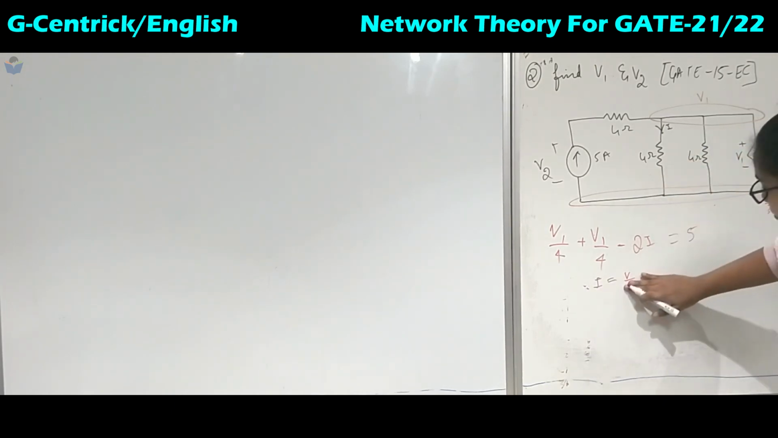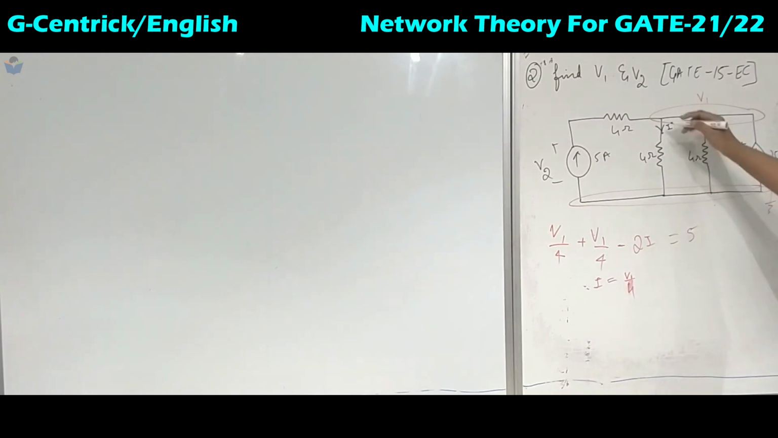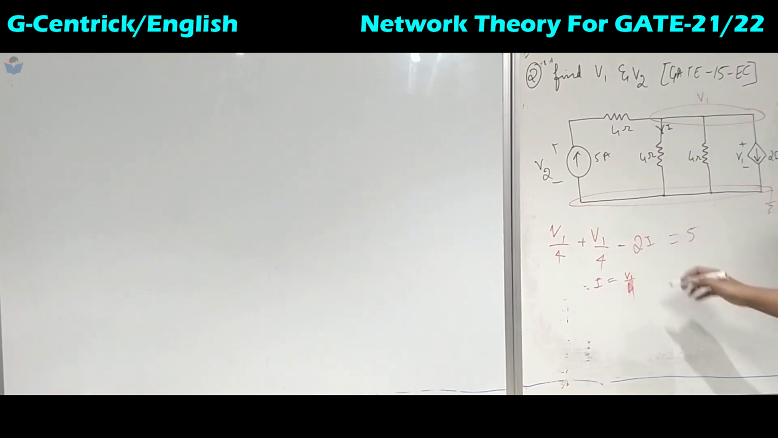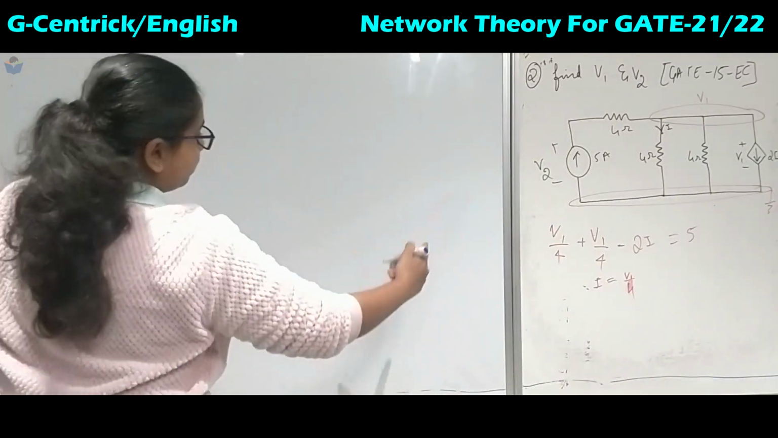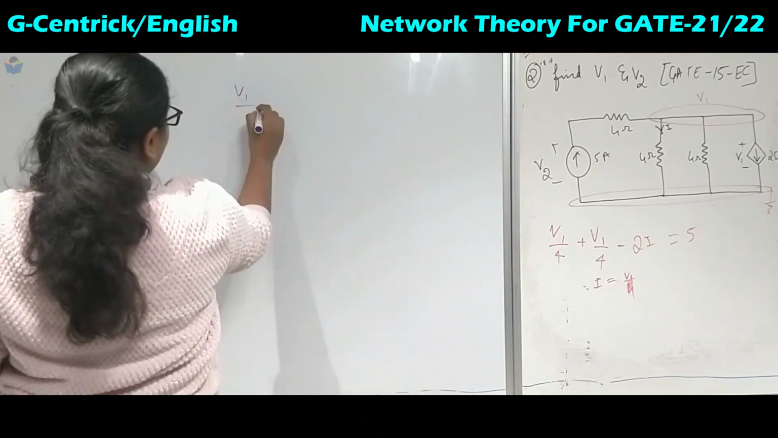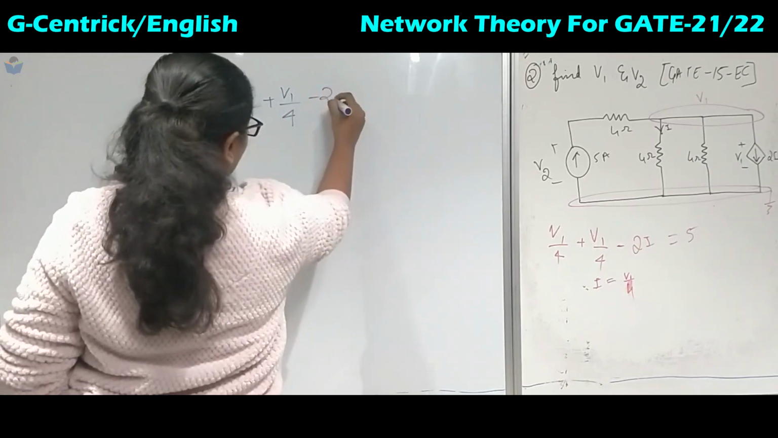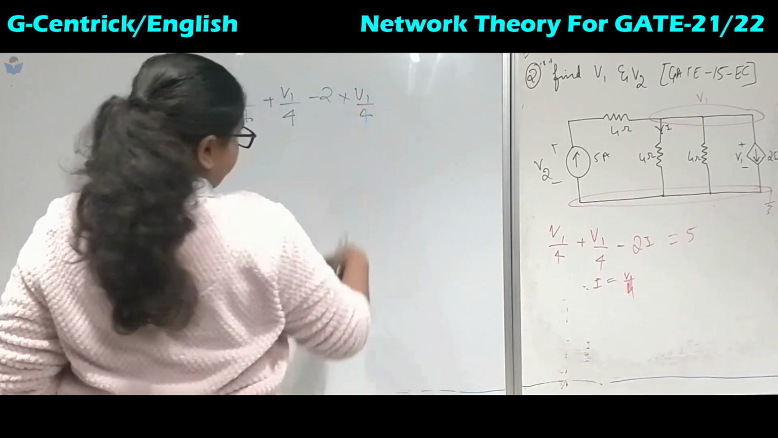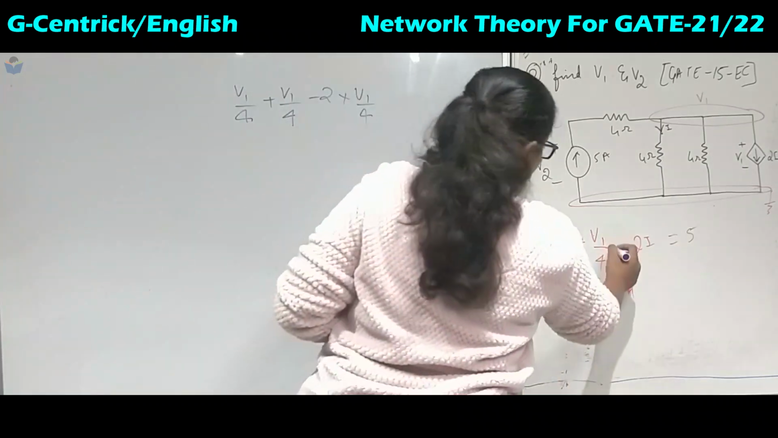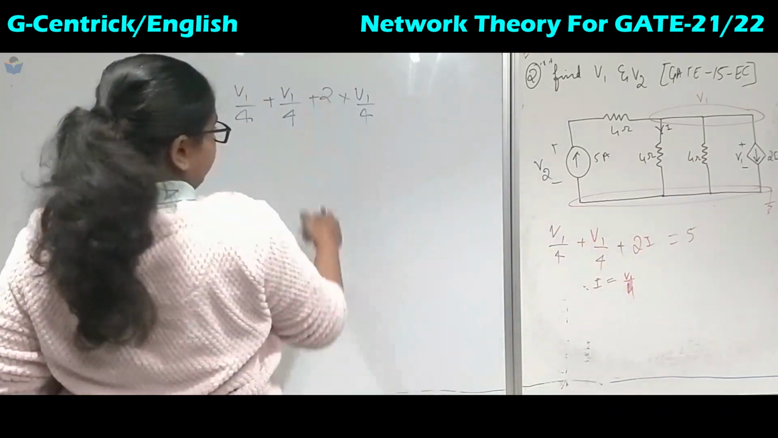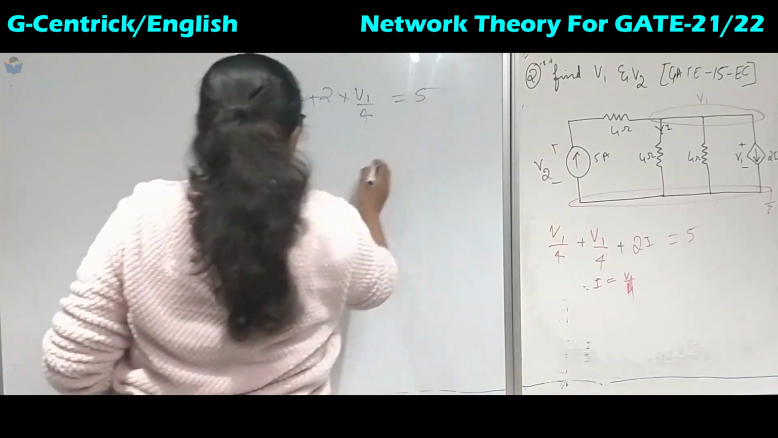So I is V1 upon 4. The node voltage here is V1, so replace I with V1 by 4. It will be V1 by 4 plus V1 by 4 minus 2 into V1 upon 4. Sorry, this is plus 2I, because it is outgoing current. So this will be equal to 5.